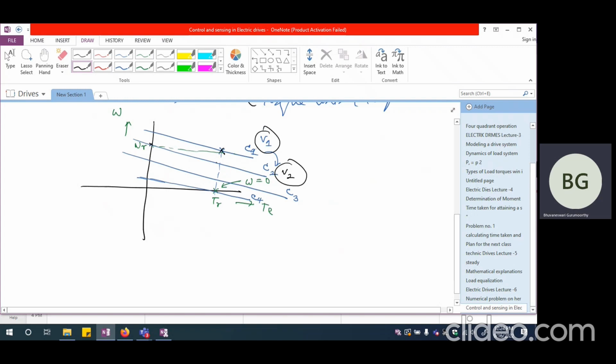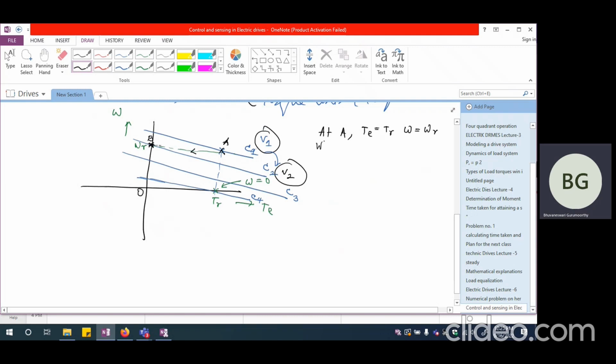So what will happen is, because the speed cannot change abruptly, this is the speed, omega R. So the operating point is slowly shifting from A to B. So it has shifted to B. At operating point B in characteristic C2, the torque developed is 0. So at operating point A, TE is going to be TR and omega is going to be equal to omega R.